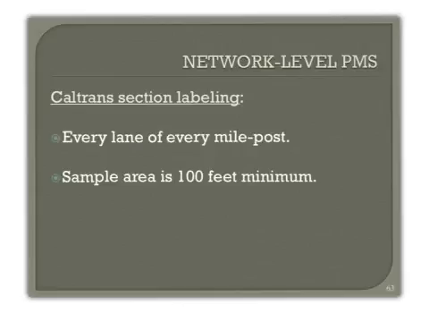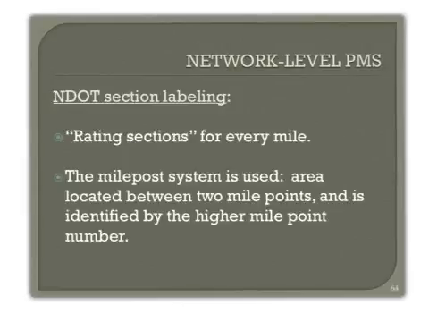Another example from another DOT is Nevada DOT section labeling. The way they do it is they have to rate every section for every mile. So one section per mile, and they are using the milepost system. The area located between two mileposts, for example milepost 1 until milepost 2, is going to be identified by the higher milepost number. So that section is going to be the section with milepost number 2.